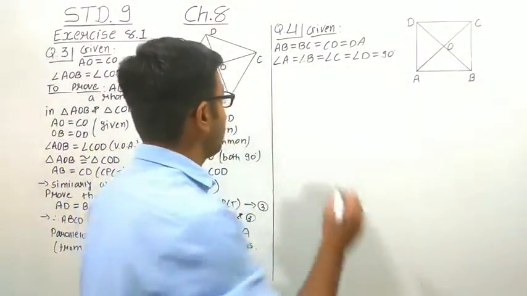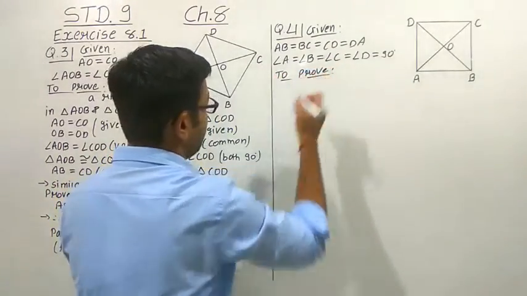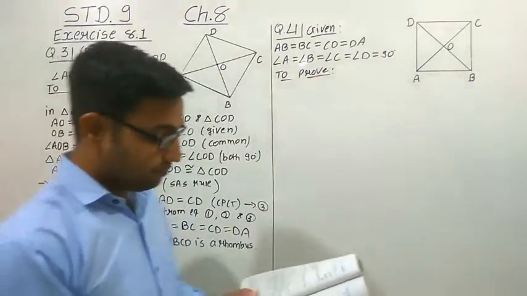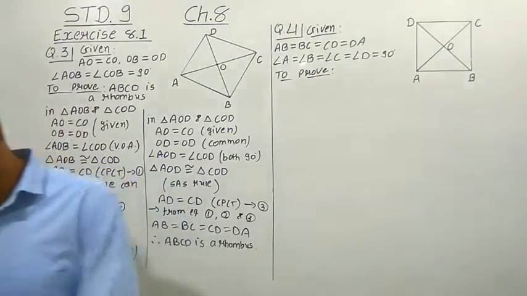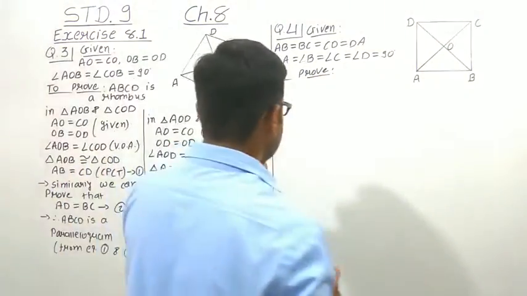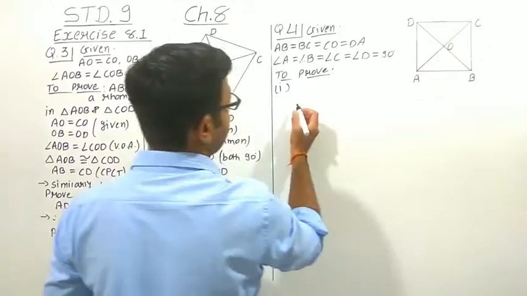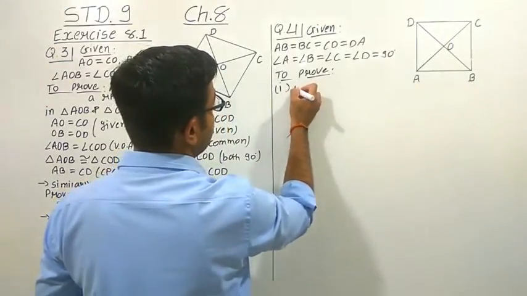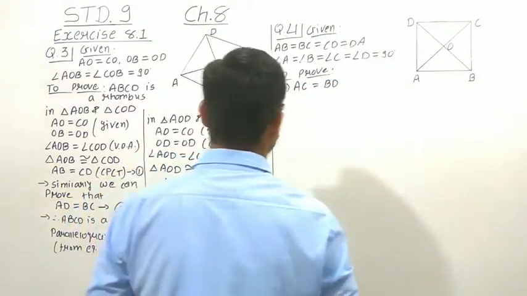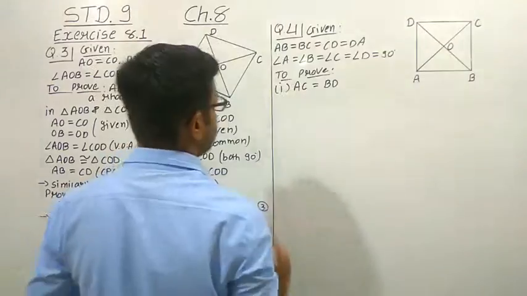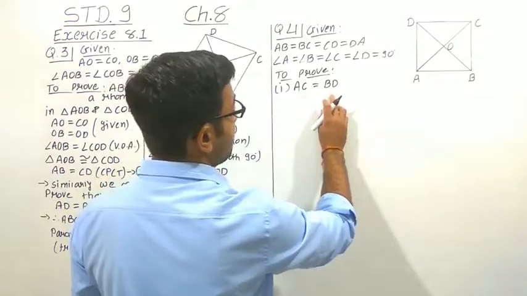Okay, what we have to prove here is that the diagonals are equal and bisect each other at right angles. So first thing that we have to prove is that diagonals AC and BD are equal. So here we have to prove first of all that AC is equal to BD. So let us first of all prove this thing, right? How can we prove that AC is equal to BD? Consider the two triangles in which one has the side AC and one has the side BD.